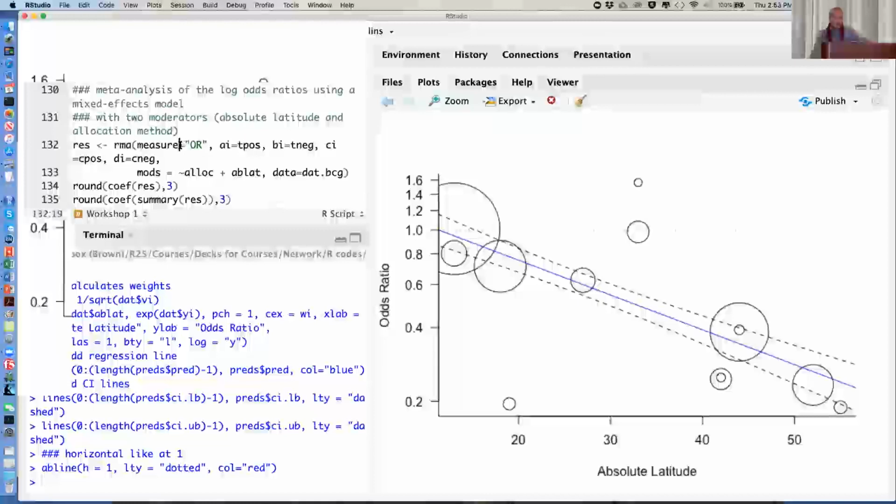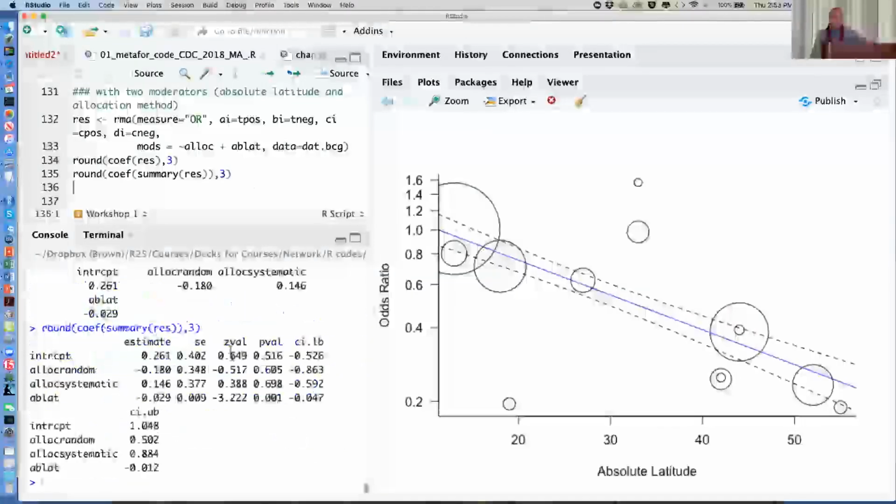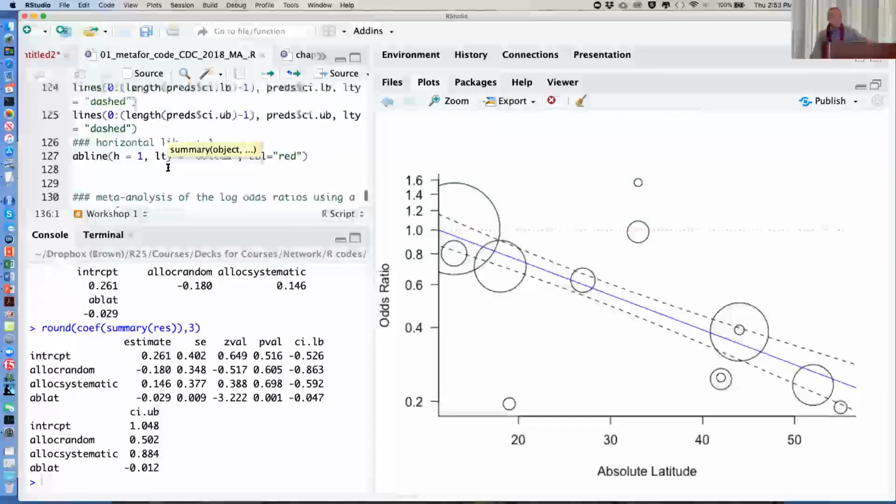So now I could do a model with 2 moderators. I could use allocation and latitude. And here's my regression model. The latitude is significant, but the allocation types are not. All right. So that's kind of a quick summary of some things you can do for these analyses.